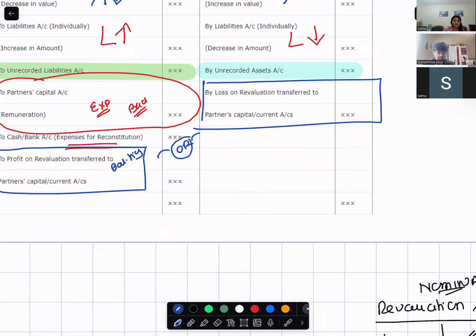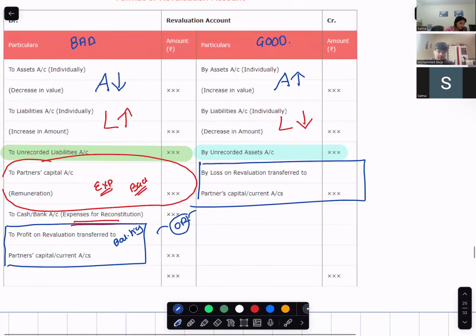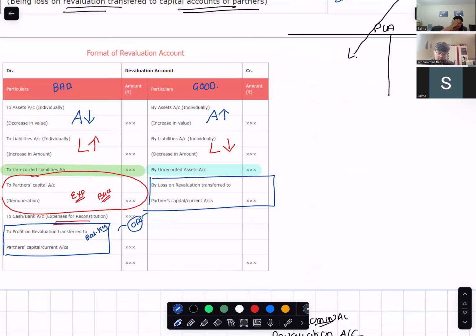It will be the profit on revaluation or loss on revaluation, which will be transferred to partner's capital account or current account. Okay, so this is the format of revaluation and the explanation of the revaluation.